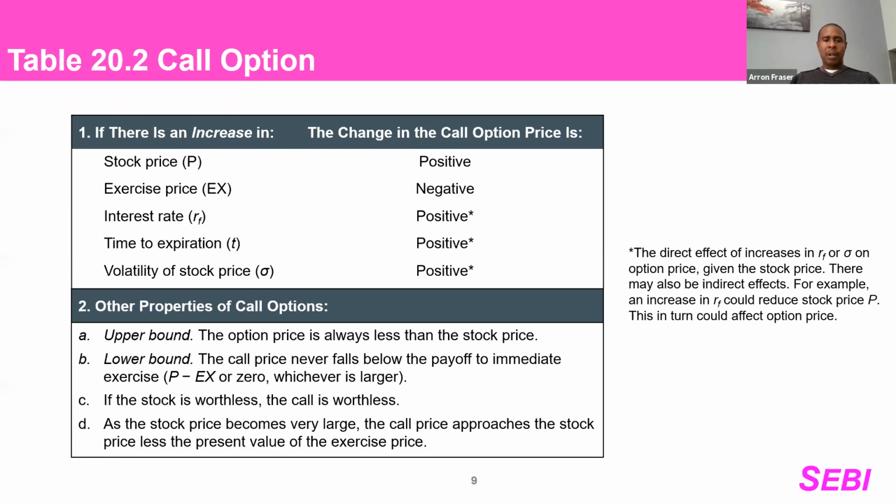Other properties of a call option: the upper bound is that the option price is always less than the stock price. The lower bound is that the call price never falls below the payoff from immediate exercise, so the stock price minus the exercise price or zero, whichever is larger. If you wouldn't make a profit from having the option, you will just allow the option to go unexercised, so you only lose the deposit that you would have made, right? If the stock is worthless, then the call is worthless. As the stock price becomes very large, the call price approaches the stock price less the present value of the exercise price, right? But these are concepts that you just have to know by heart. I wouldn't ask you to do any calculations based on that.